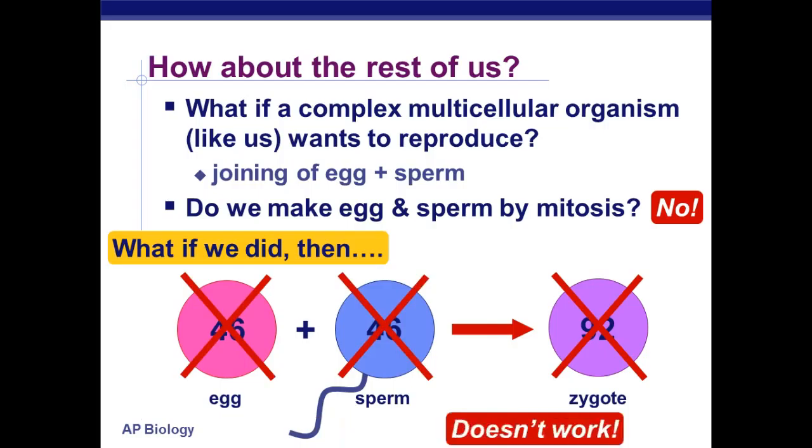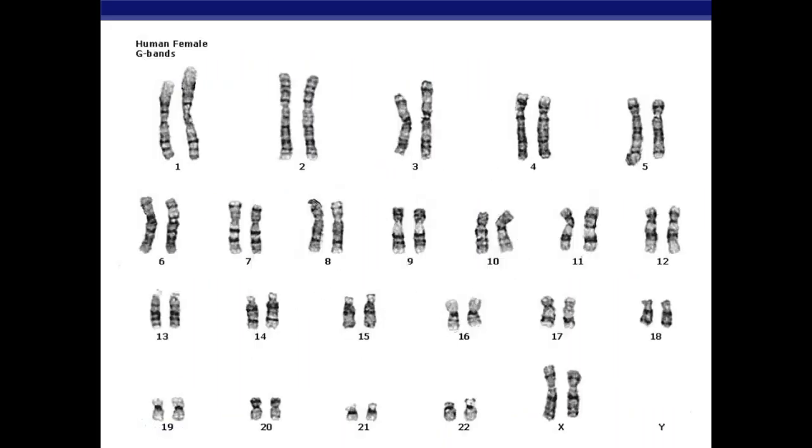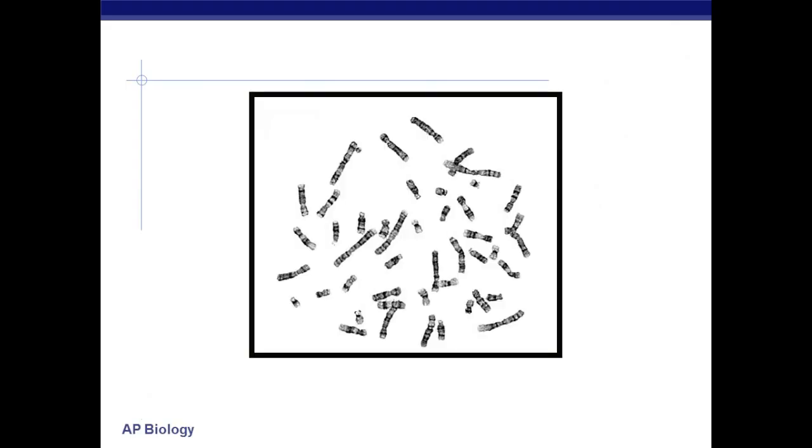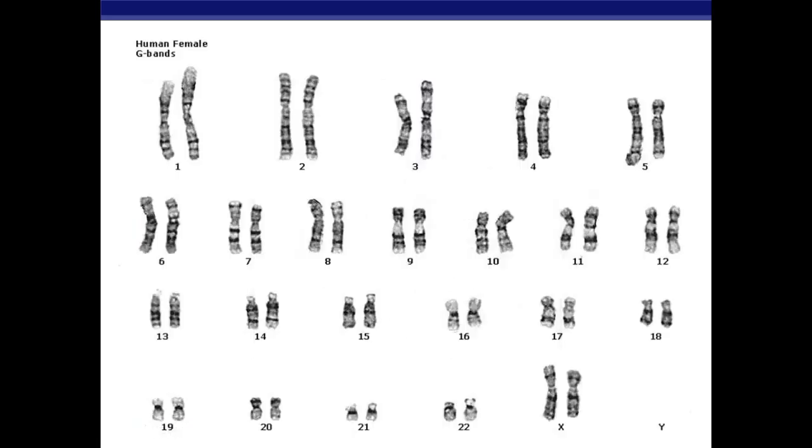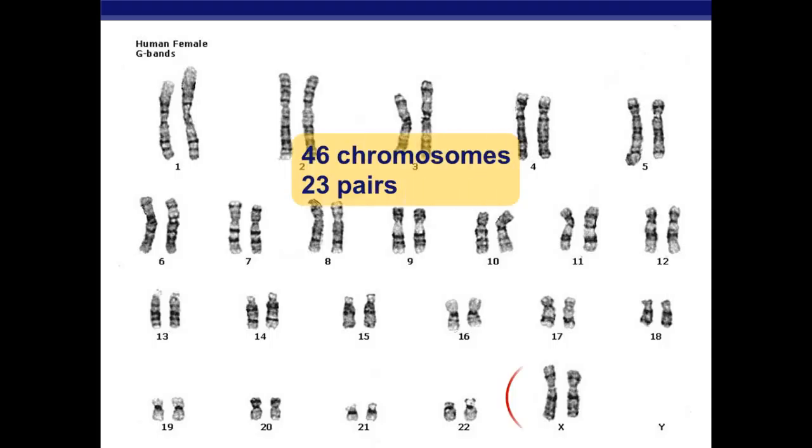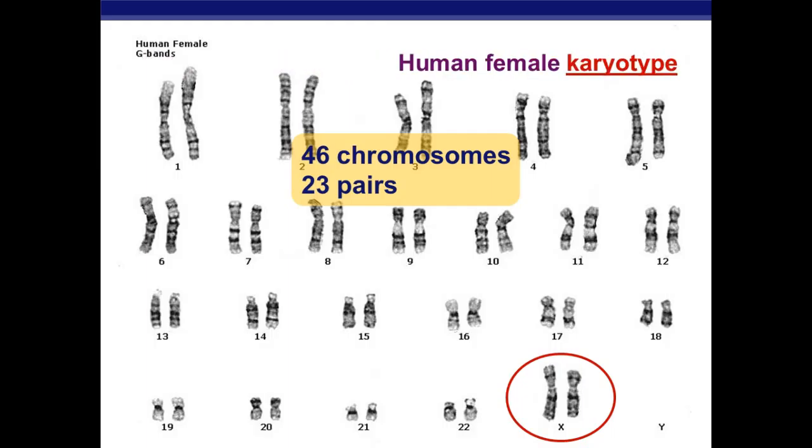So if mitosis is not going to work for us multicellular organisms, if that's not going to help us to create offspring with the same number of chromosomes as we started with, as we can see in this karyotype here, we should have 23 pairs of chromosomes: 22 pairs of autosomes and a pair of sex chromosomes. Well, if we're going to be successful at that, we're going to need a different reproductive process, a different type of cell division.